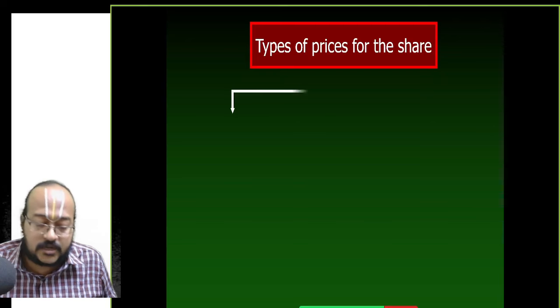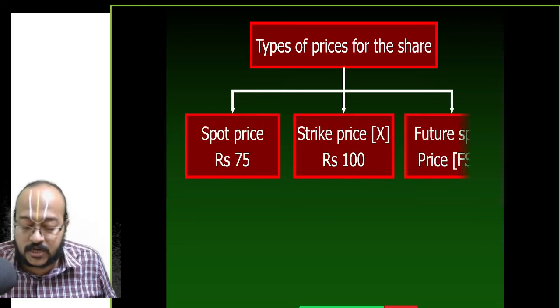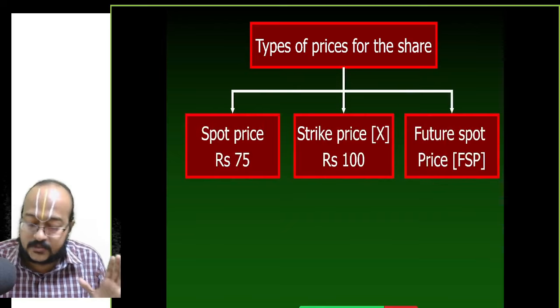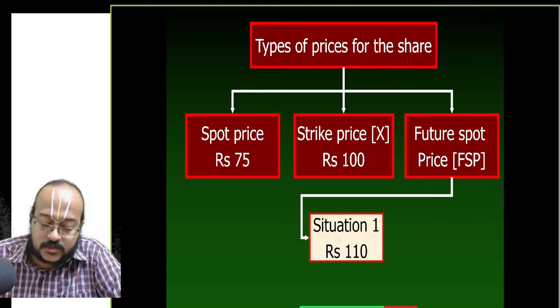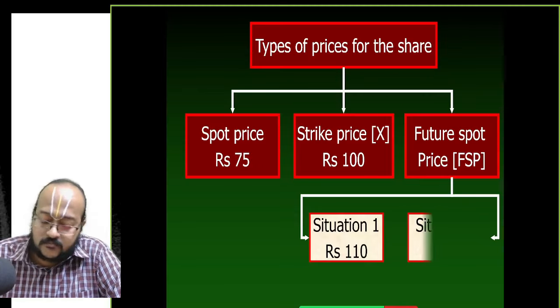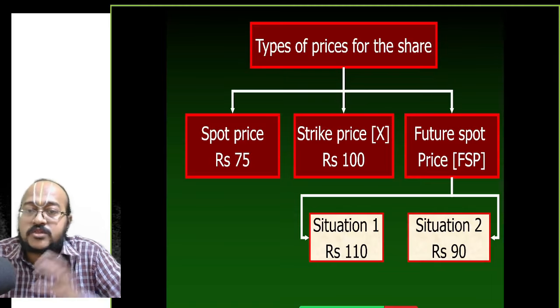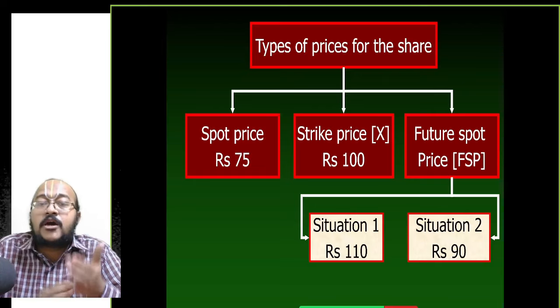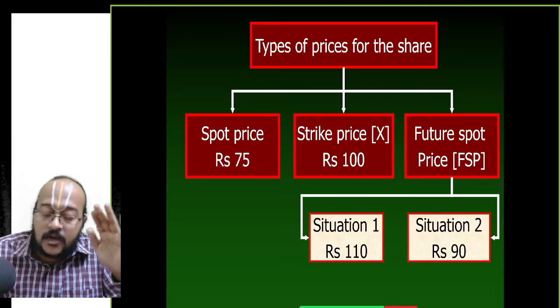Types of prices for the share. Same here: spot price, strike price, and future spot price. Three types of price. For the future spot price, there are two situations. Situation number 1, the share price appreciates to 110. Situation number 2, the share price goes to 90. Current price is 75. Now we will see, in case of a put option, how he will exercise or lapse.